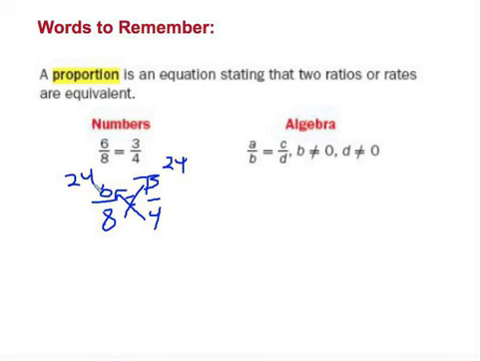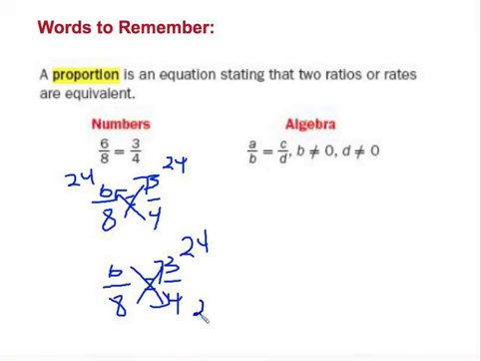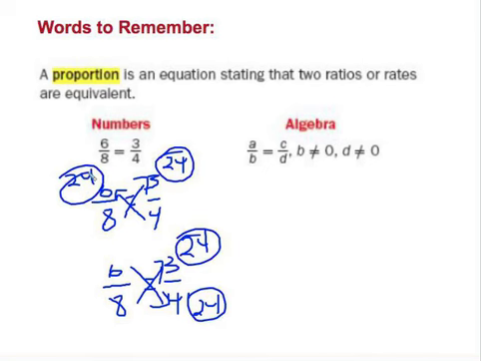Now yesterday you saw me do my cross products like this. Let's put this down again. So yesterday I did my cross products going this way and that way, and I had 24 and 24. Notice how this 24 is the same as that 24, is the same as that one and that one. So either way you see it, both are showing cross products, both are showing the same thing.